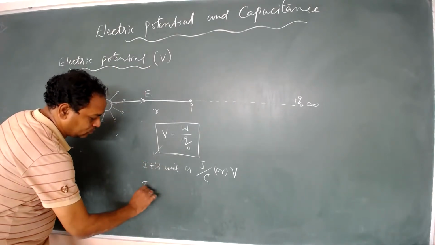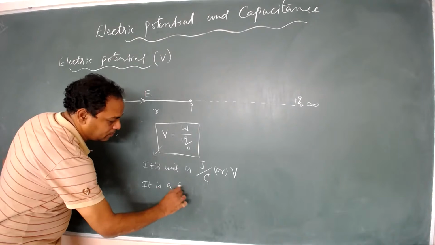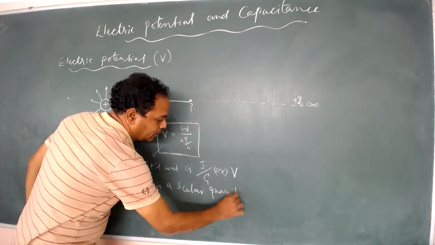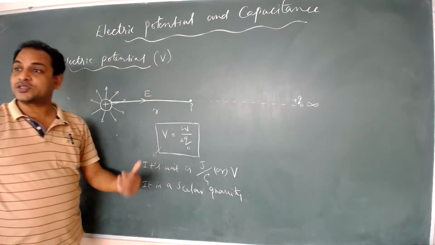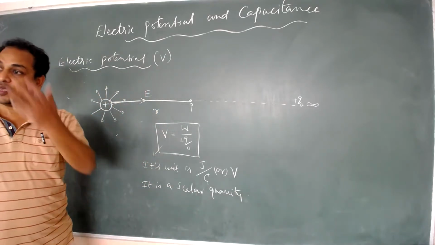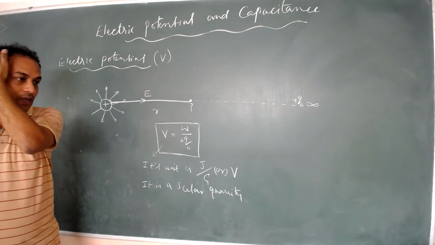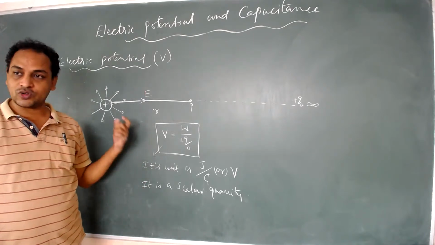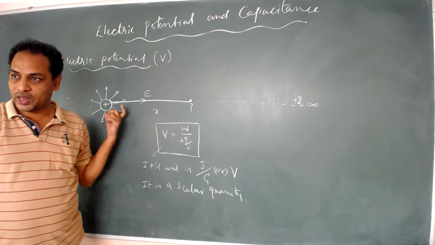Next, it is a scalar quantity. It is a scalar quantity. What is it? Scalar quantity. Clear what I'm saying? So it is a scalar quantity. It is not a vector. It won't have any direction.